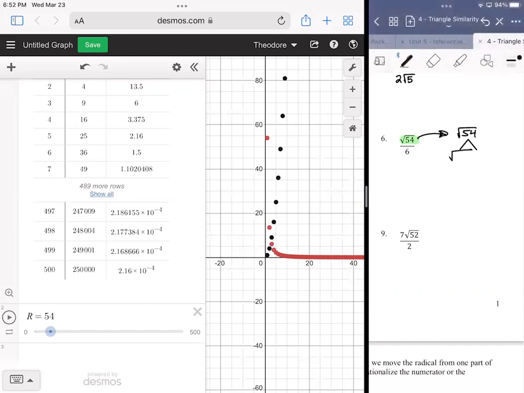That was a little obnoxious on the radical there. Obnoxious being the word of the day. My obnoxious radical symbols. That second one's a little more sassy than the first one, but we get there.